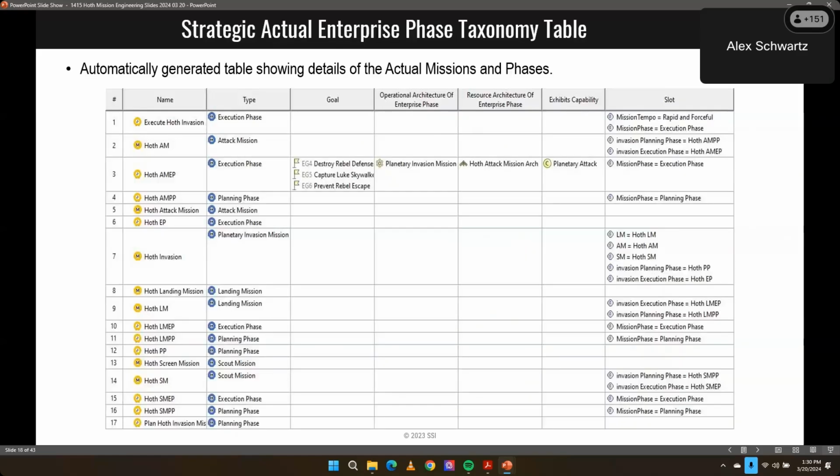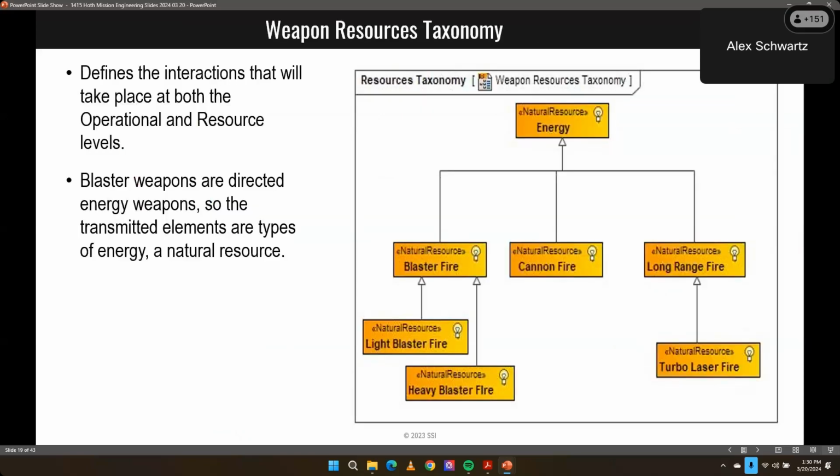The UAF allows you to generate all sorts of different tables, and in fact, I have to admit it, MBAcq makes table generation incredibly simple, and you can make very complex ones with multiple links, etc. And so as a result, you can look at all your phases and say, have I identified all my goals? What is the operational definition? What is the resource definitions? What are the capabilities that I'm exhibiting on all of these? What are the different mission sub-elements?